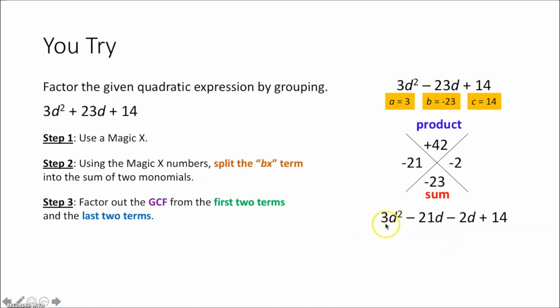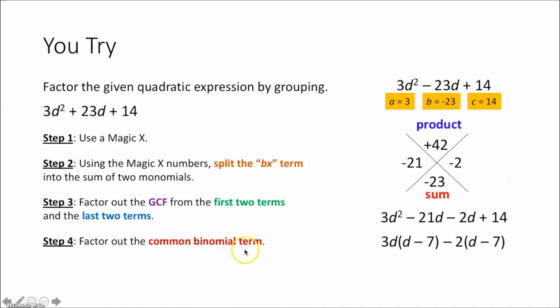And in those parentheses, we divide each of these by 3d. So this is going to be d. This is going to be negative 7. So it should be 3d and then parentheses d minus 7. Over here, each of these has a 2 that we can factor out. And if I want to make it so that each of these parentheses have the same binomial in them, I'm going to factor out a negative 2 instead of a positive 2. Now we can move on to our final step, which is to factor out the common binomial term. And since they're both d minus 7, we can take that, put it out front.